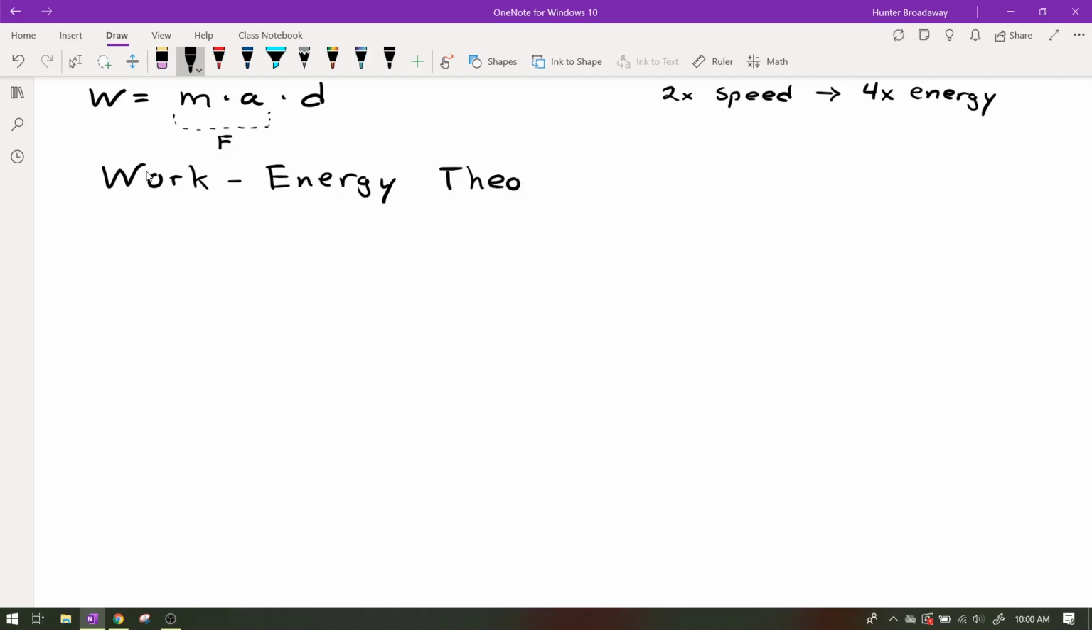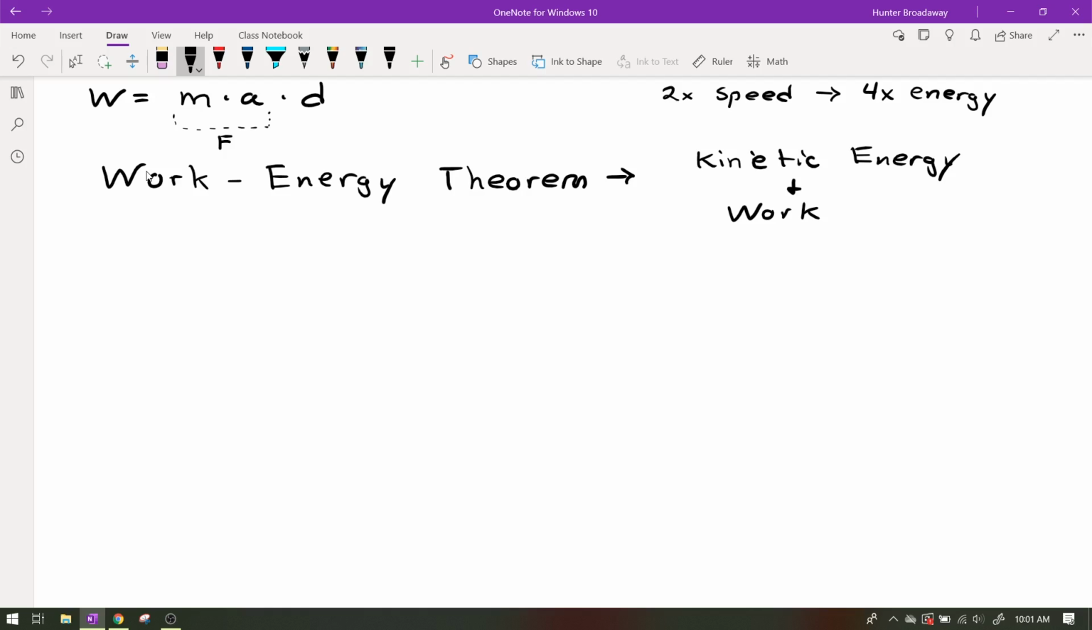What the work energy theorem is, is a relationship between kinetic energy and work. There are two basic ways to interpret the work energy theorem, and we'll go through each interpretation as we go. I really want to emphasize the work energy theorem because most people forget that it's a thing to do.